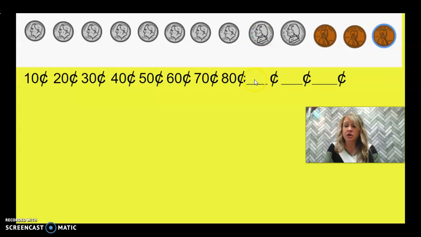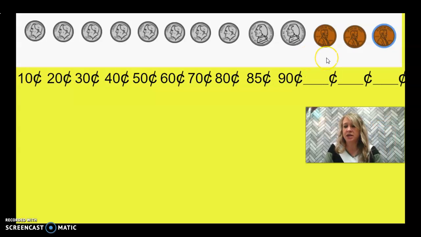But right here, we're going to write the value underneath of each one. So we're going to have to count on 5 more from 80. So if we're at 80 and we're counting by 5s, we're 80, 81, 82, 83, 84, 85. Now we're still counting by 5s because we have another nickel. So 5 more than 85. 86, 87, 88, 89, 90.